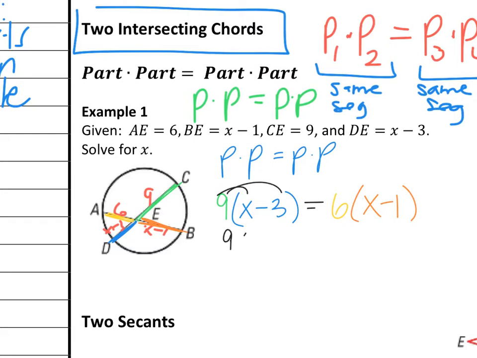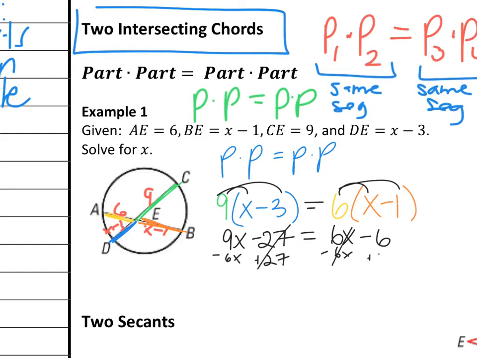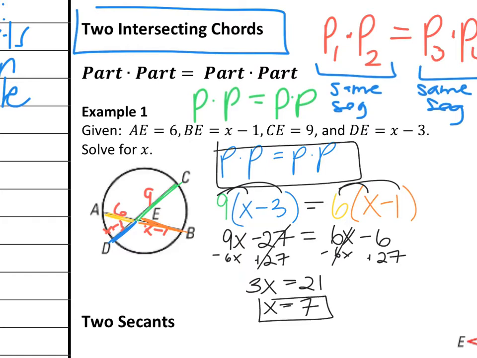So 9x minus 27 by distribution, and 6x minus 6 by distribution. I want to bring x's to one side, so I'll subtract away 6x, and I'll add 27 to move that. Now we have 3x equals 21, and therefore x equals 7. And that's it. So again, part times part equals part times part. You do have to memorize this. Okay?